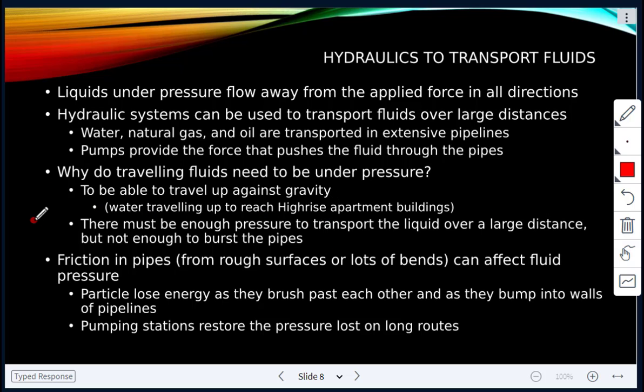There has to be enough pressure to transport the liquid over a large distance, but not enough to burst the pipes. There is friction in pipes, just from the rough surfaces, or maybe there are lots of bends in the pipes, and that can affect fluid pressure. Particles lose energy as they brush past each other and as they bump into walls of pipelines. So those pumping stations restore the pressure that's lost on those long routes.